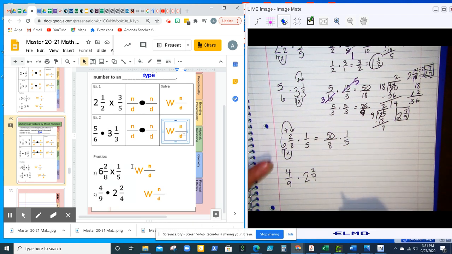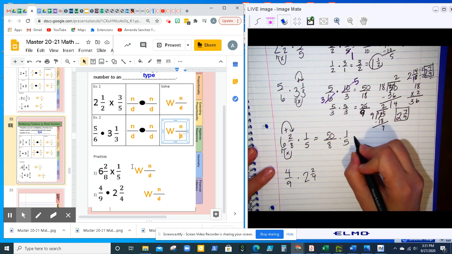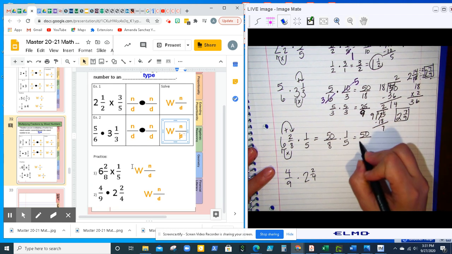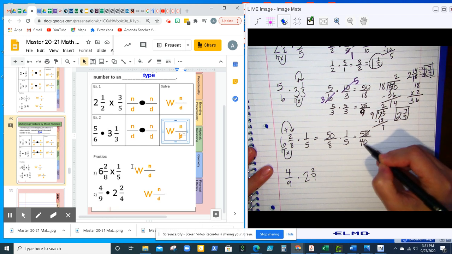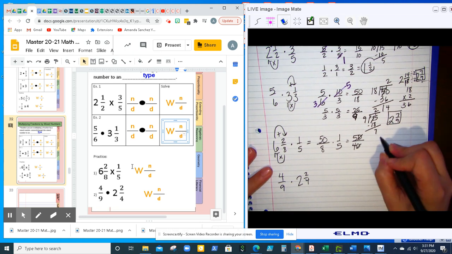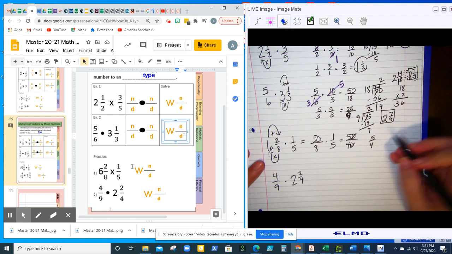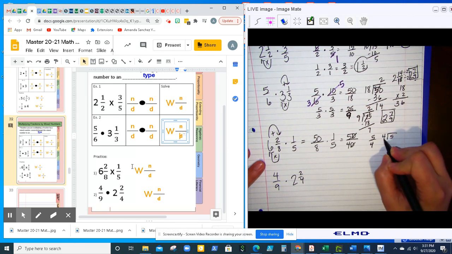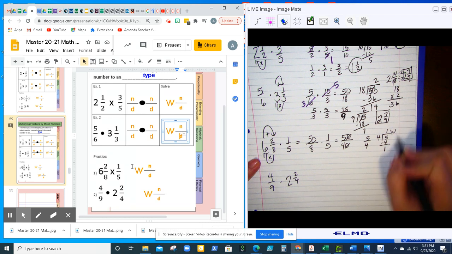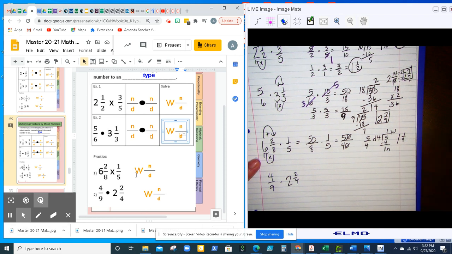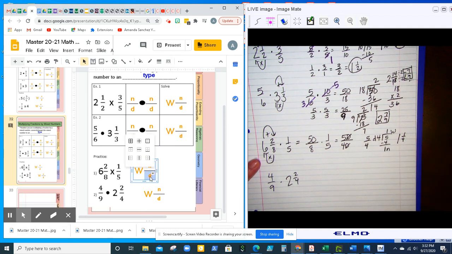This becomes 1 over 5. You multiply across, 50 over 40. And now since I have zeros here, I can just cross off the 0 because it's like dividing by 10. So now I have 5 over 4, and then 5 divided by 4. 4 can go into 5 one time. And then this is your whole, your numerator, your denominator. So my final answer is 1 and 1 over 4. So it would go 1 and 1 over 4.